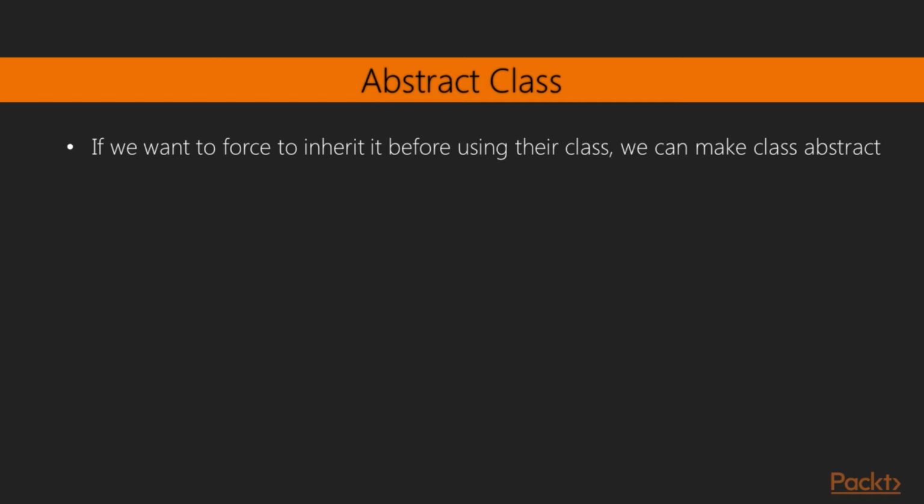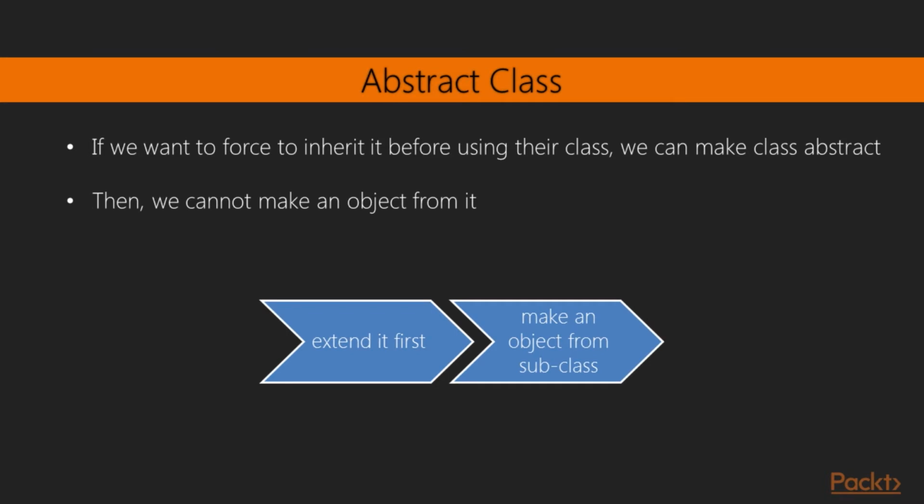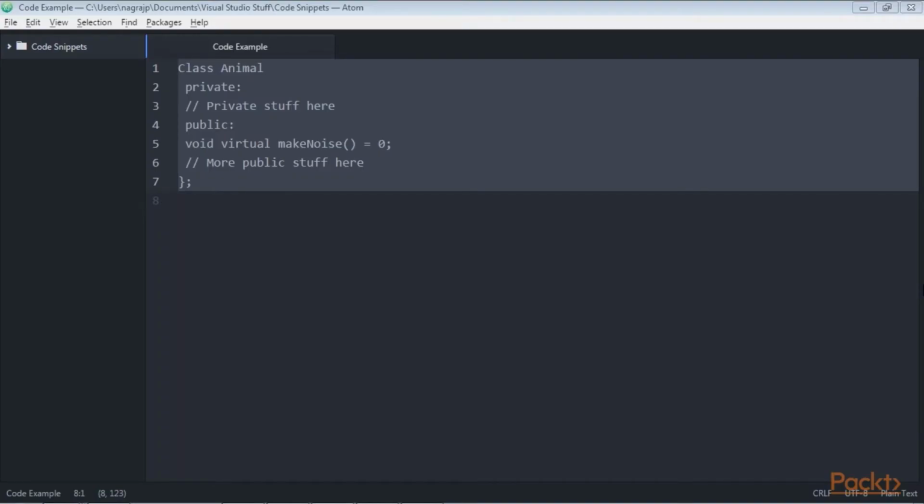If we, or the designer of a class, want to force its users to inherit it before using their class, they can make a class abstract. Then we cannot make an object from it. Therefore, we must extend it first and make an object from the subclass. To do so, we can make a function pure virtual and not provide any definition. Then, that function must be overridden, rewritten in any class that extends it. Let's take a look at an example.